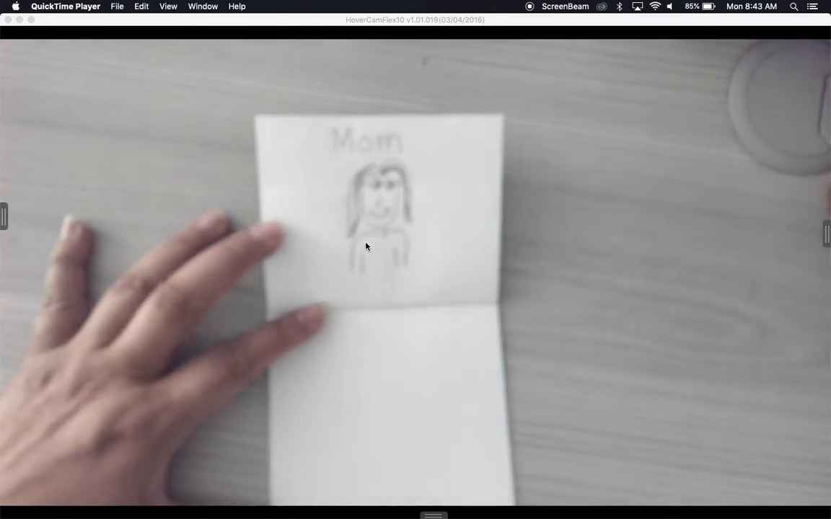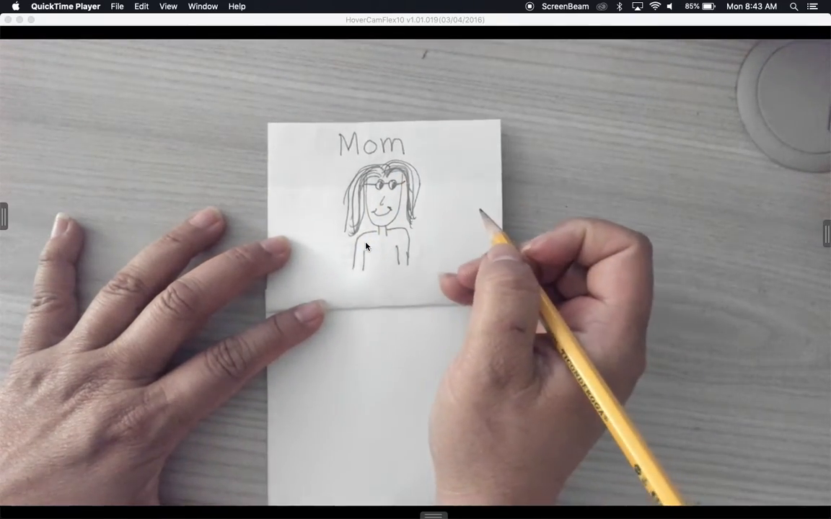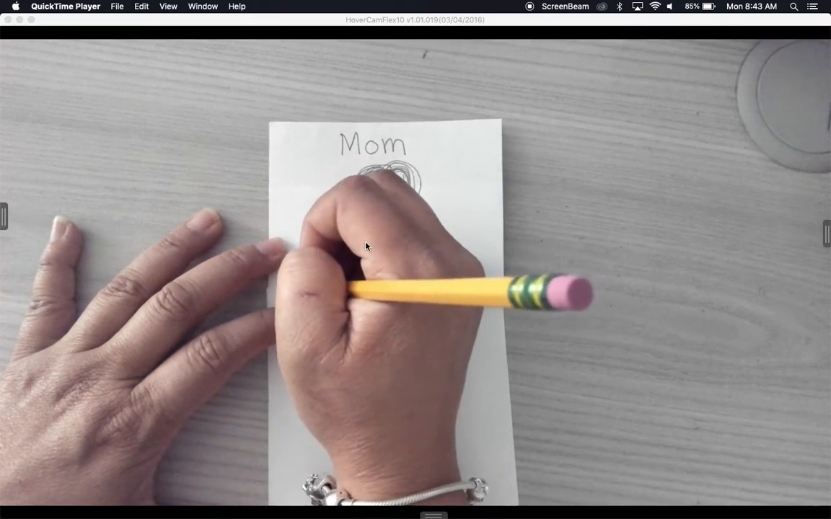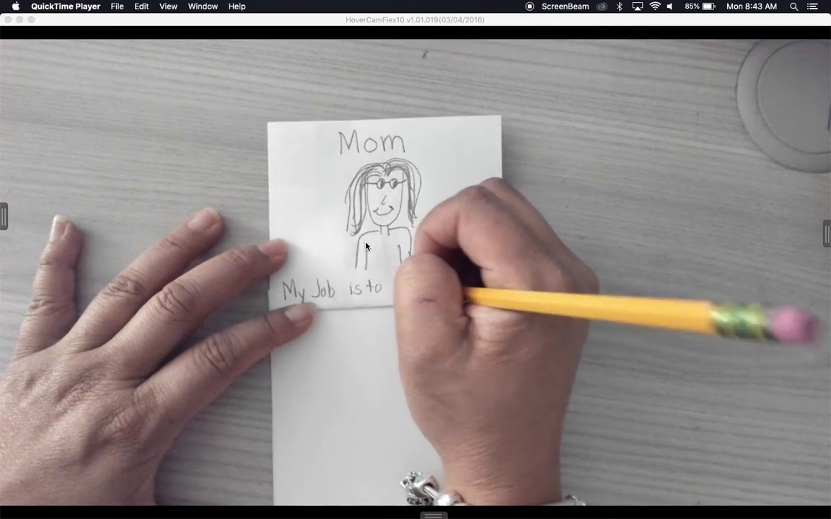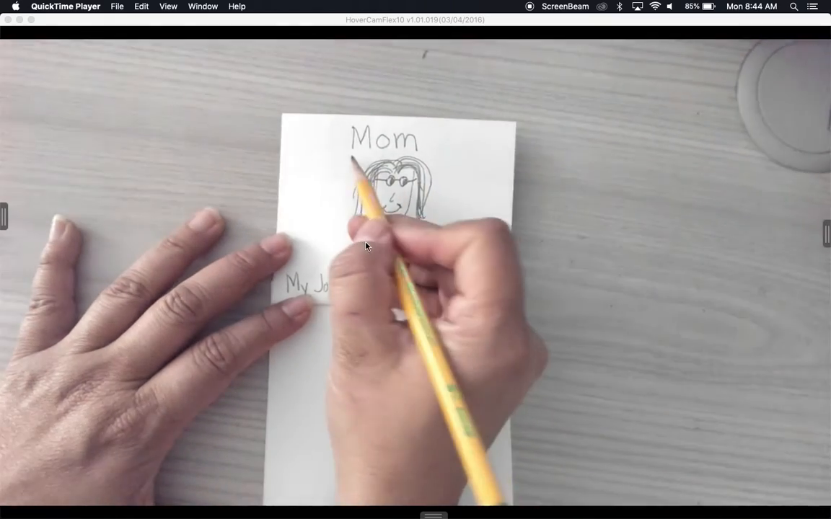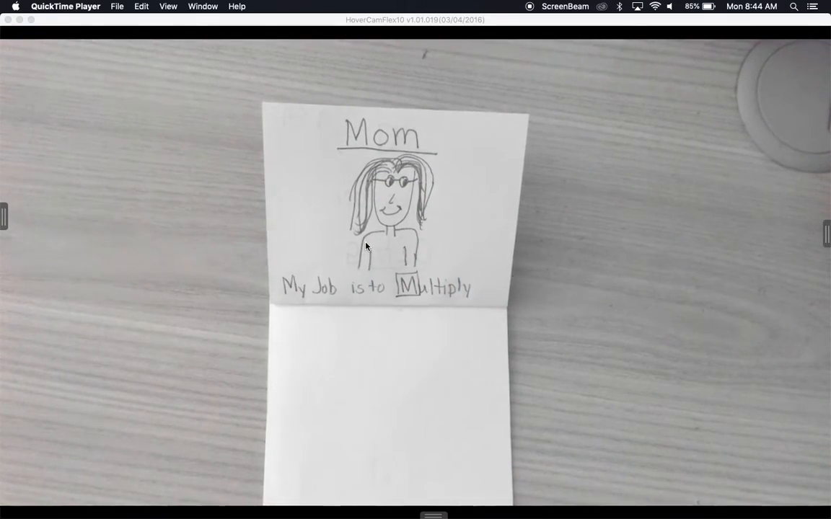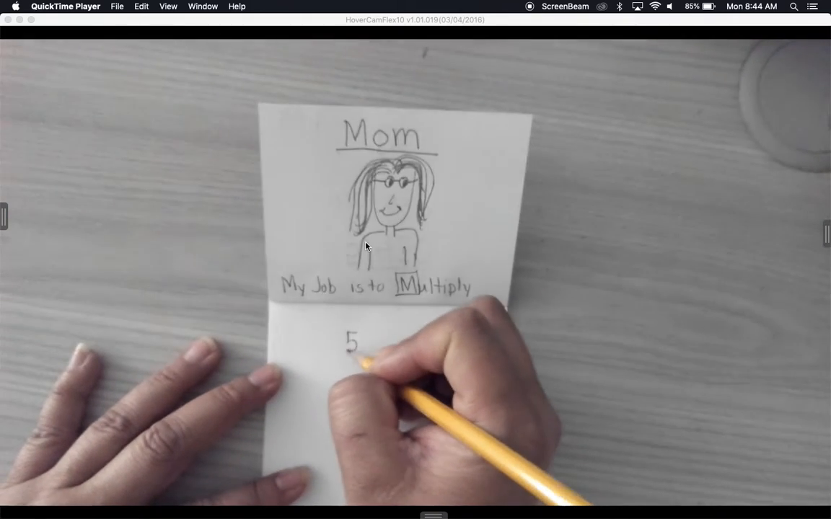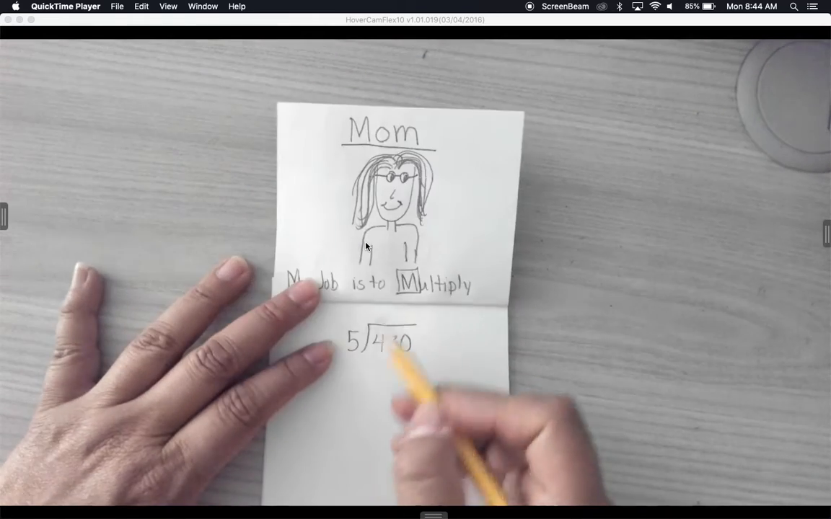And Mom's job, give her more hair so she can look more womanly, is to multiply. So you see Mom is going to multiply. So again, we have 430, and her job is to multiply.